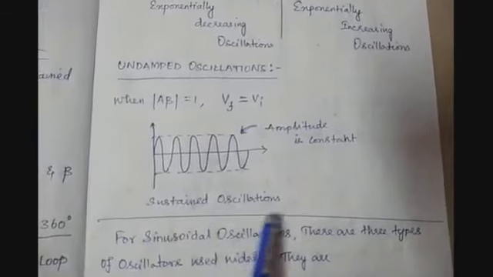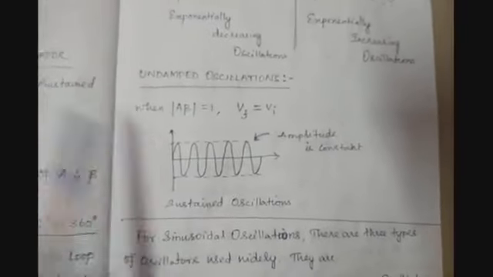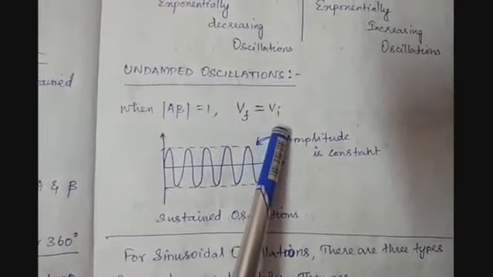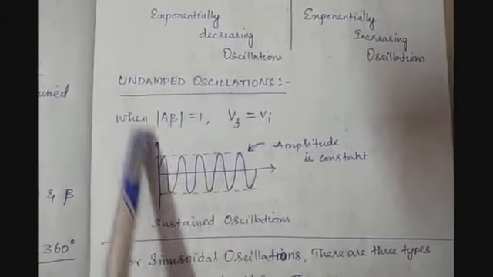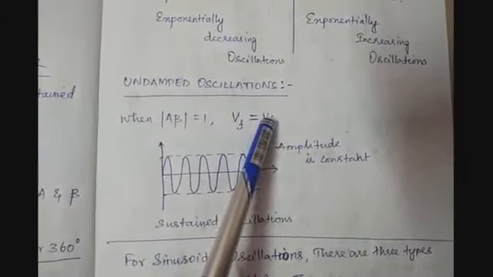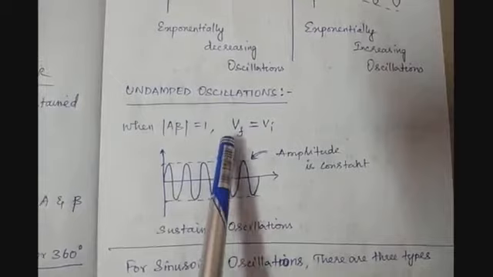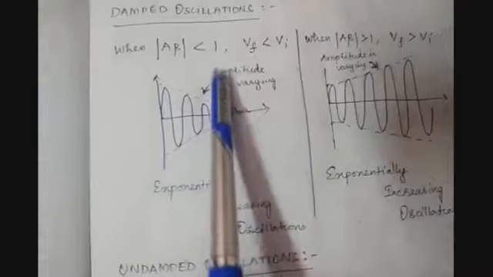Now undamped oscillations, that is, the sustained oscillations. Here we discuss modulus A beta equal to 1 and the angle is 360 degrees. To get sustained oscillations, when modulus A beta equals 1, Vf equals Vin, and we will get oscillations like this, which means you are giving the same voltage. Suppose the previous input voltage is 2 volts, then the next voltage also will be 2 volts only. So the amplitude is constant, but here the amplitudes are varying.